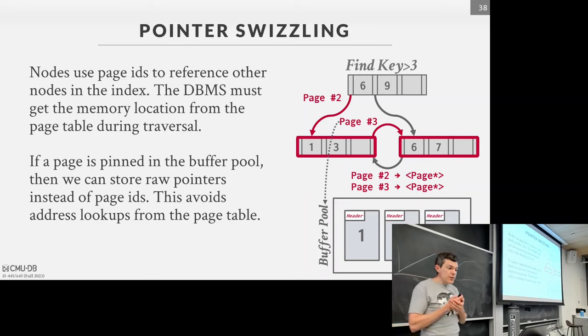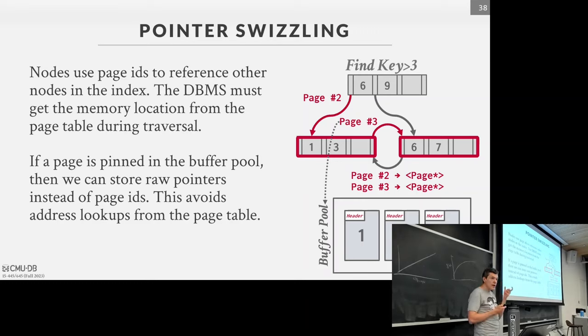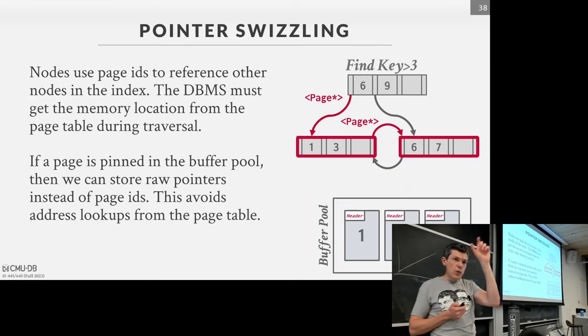So the idea with pointer swizzling is that if you pin the page in the buffer pool, say this page cannot be evicted, then any page that points to that page you pinned, you replace its contents with the actual pointer in memory.